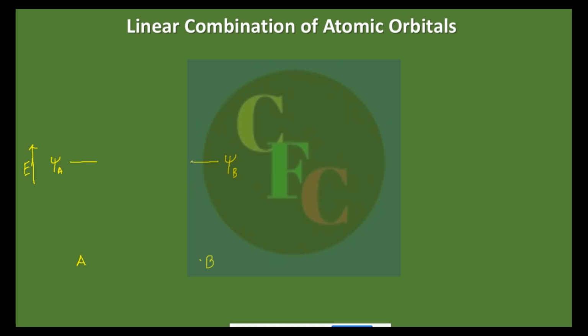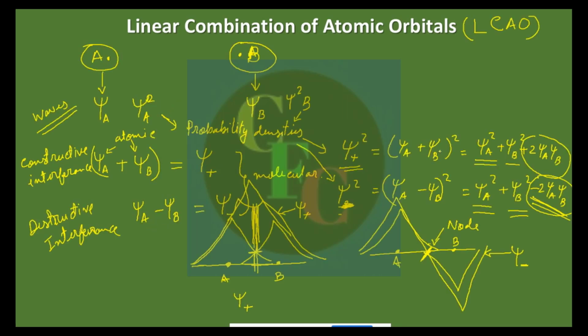Now after combination you have 2, right? 1 and 2. Why have I drawn them at different energies? Obviously this has higher energy, and this has lower energy, right? The orbital that has lower energy will be which one? Of course, the one in which the probability of finding the electron is more in between the atoms.